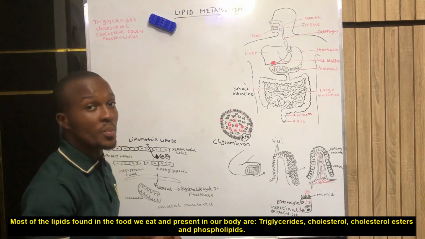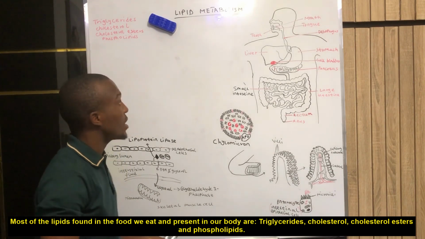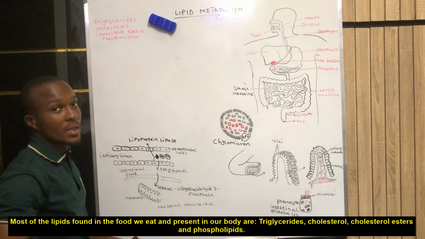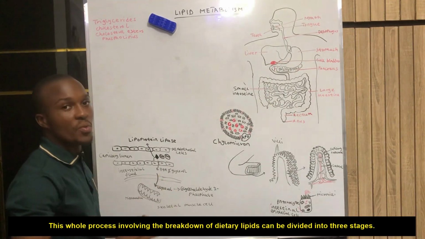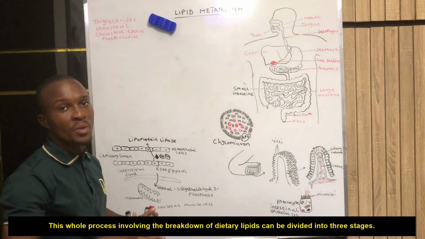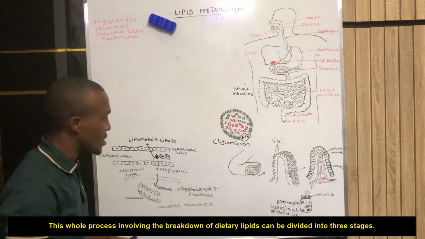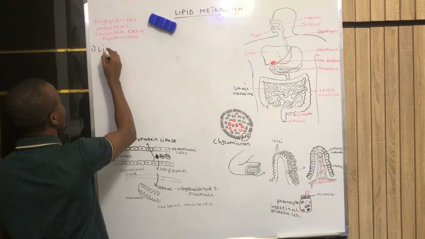Now, most of the lipids found in the food we eat and present in our body are triglycerides, cholesterol esters, and phospholipids. Now, this whole process involving the breakdown of dietary lipids can be divided into 3 stages. The first stage being lipid digestion.